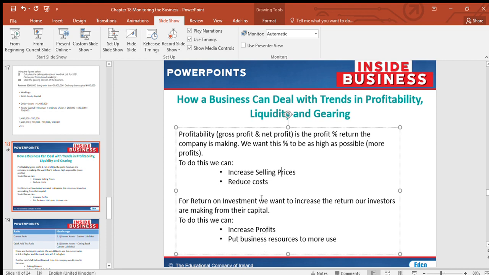For Leaving Cert business compared to accounting, you do not need to go into anywhere near the in-depth level that you would for accounting. So this stuff is a little bit generic. How would you improve your profitability? Increase your selling price, reduce your costs. How would you improve your return on investment? Increase profits and put business resources to more use. In other words, be smart with your money.